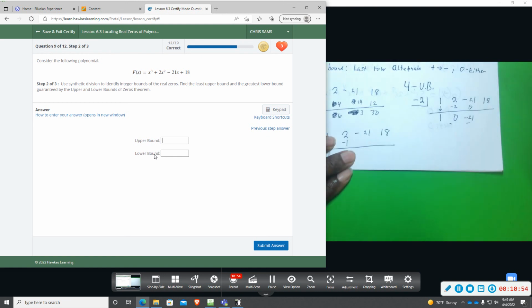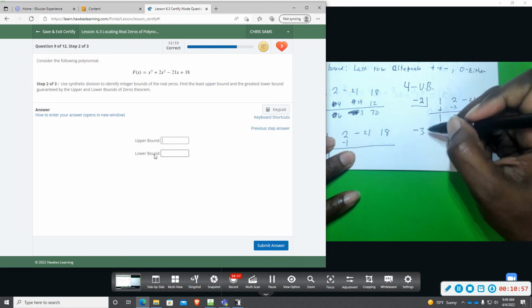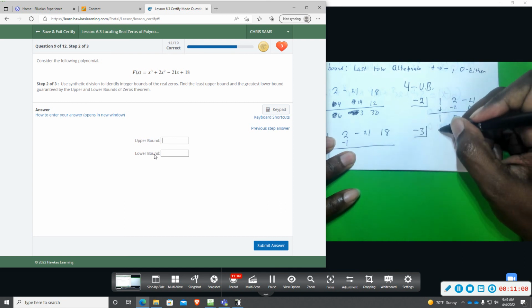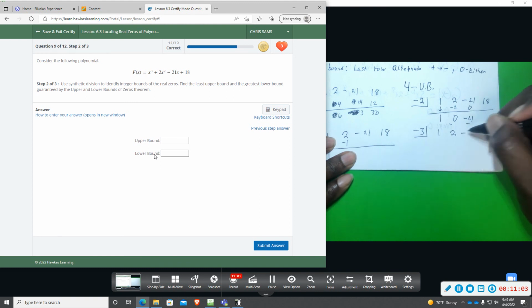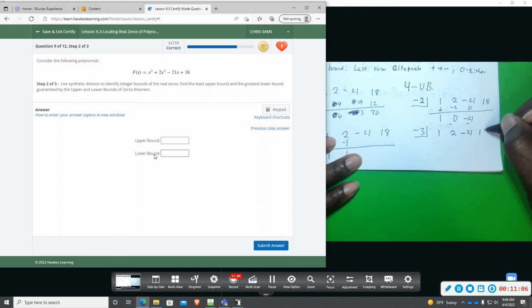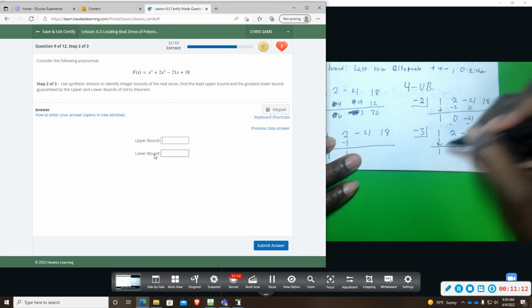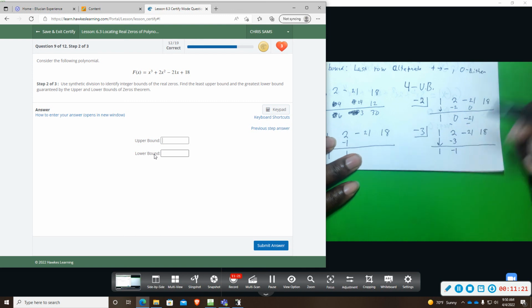So let's try negative 3. And my numbers were 1, 2, negative 21, and 18. So negative 3 times 1 is negative 3. Combine these and we get a negative 1. So I got positive, negative. Negative 3 times negative 1 is going to be a positive 3. And then that's still going to be negative. All right, so this is not what I need.